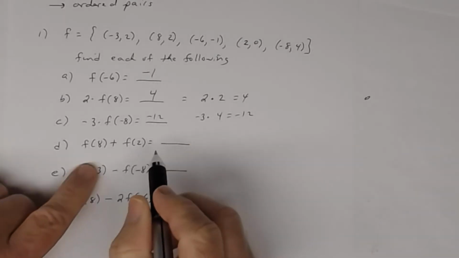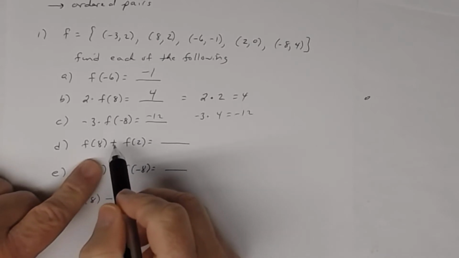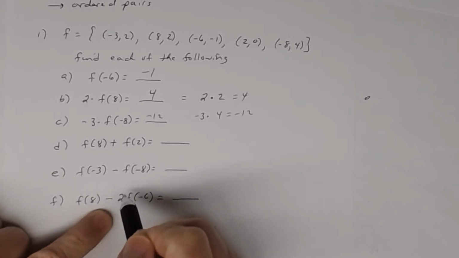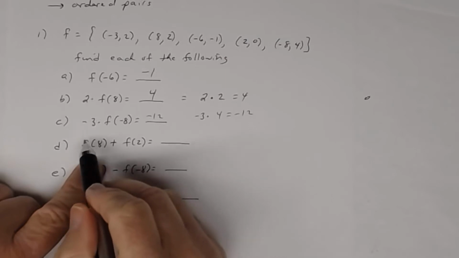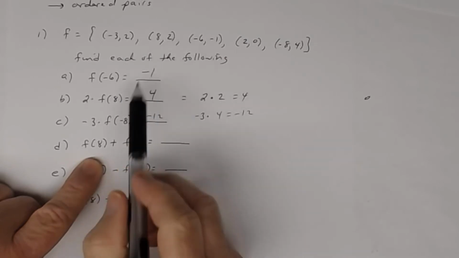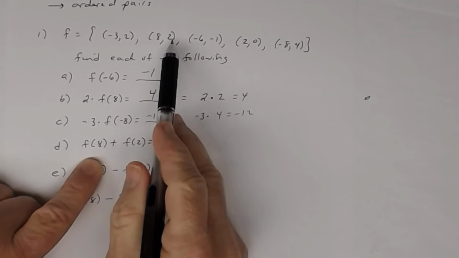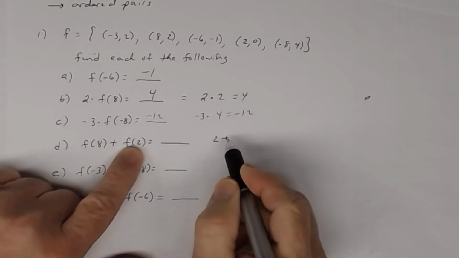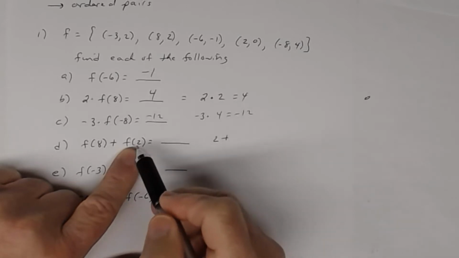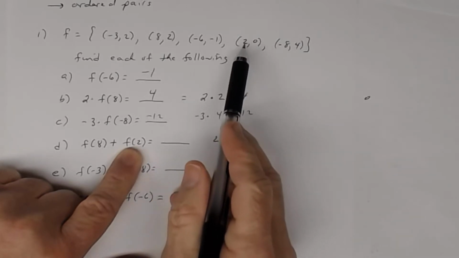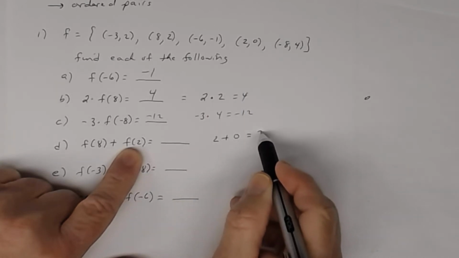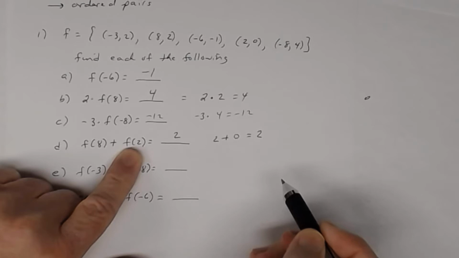Okay, and then do the same thing with the rest. Now notice that this operation here is addition, this is subtraction. Now this one consists of subtraction and multiplication, so keep that in mind. So let's look at this one. So f of 8, remember, what's the y value when x is 8? So that's 2, right? So this becomes 2 plus, and then f of 2, what's the y value when x is 2? So when x is 2, the y value is 0. 2 plus 0 is 2. So the answer is 2.